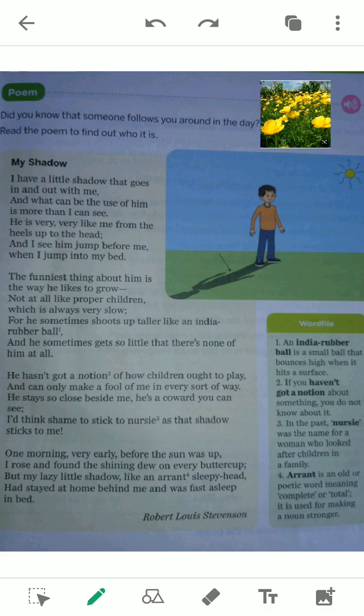Actually, what happens when an object or a person comes in between the path of the source of light and the surface, then the shadow is formed. Here, the sun is the source of light and the ground is the surface, and the boy has come in between them, this path, and this dark object is formed, and this dark object is called shadow. You may have noticed your shadow also on the ground, on the wall of your house.